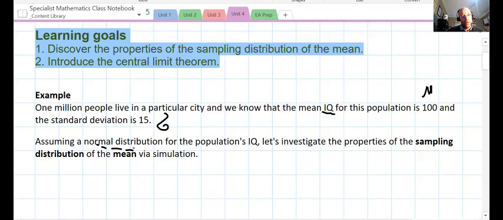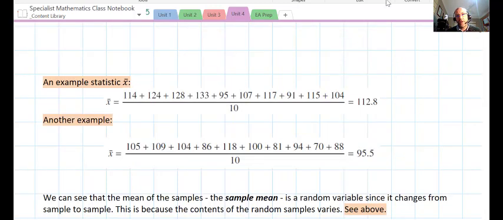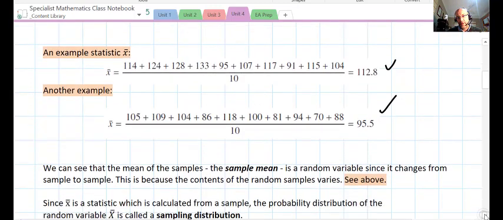So for the sampling distribution of all of the means, we started off with a sample size of 10, so we had 10 people chosen at random and found the mean, and we had a whole bunch of examples. We did more than just two, but here are two examples. Okay, so these X bar statistics are different, and the fact is they vary.